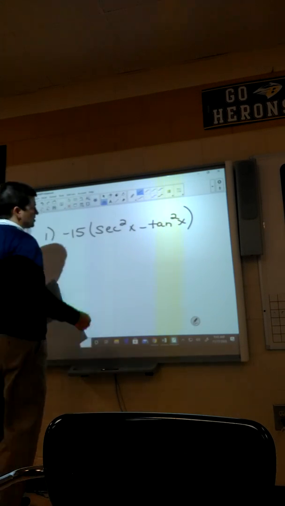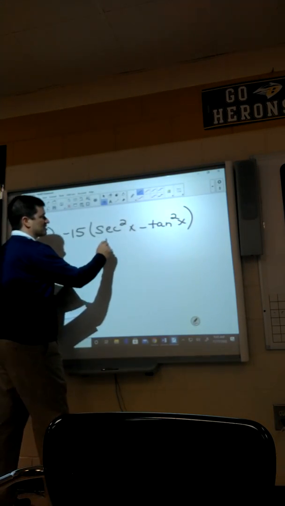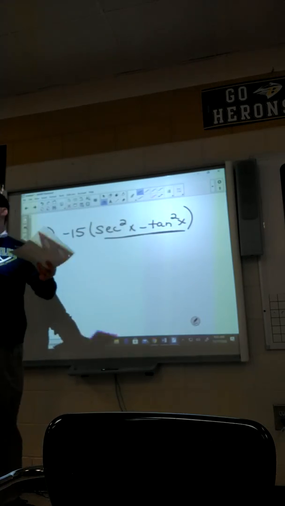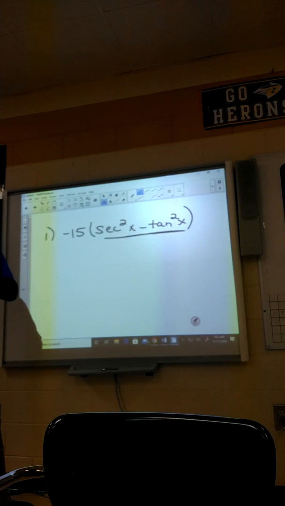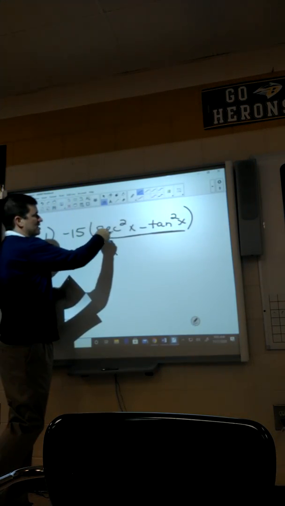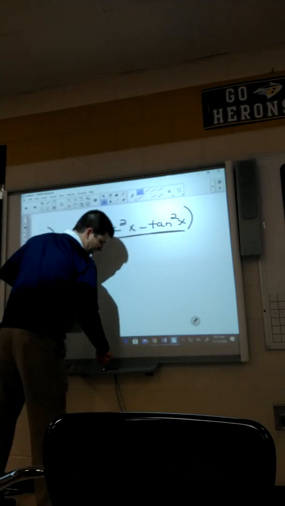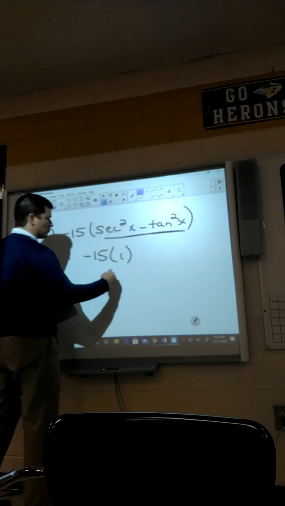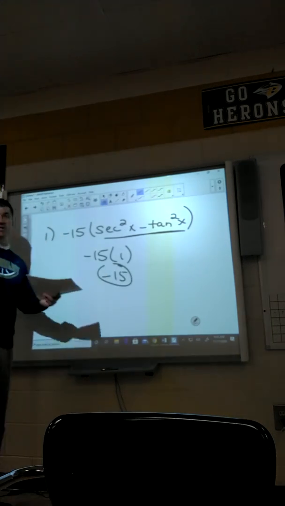All right, so Christian, what we said yesterday, anytime you got something squared with a plus or a minus, or even a 1 thrown in the equation, it's probably going to be one of those on your formula sheet. So Christian, look on there and let me know what is secant squared minus tangent squared going to equal. All right, so this is negative 15 times 1. My answer is negative 15.